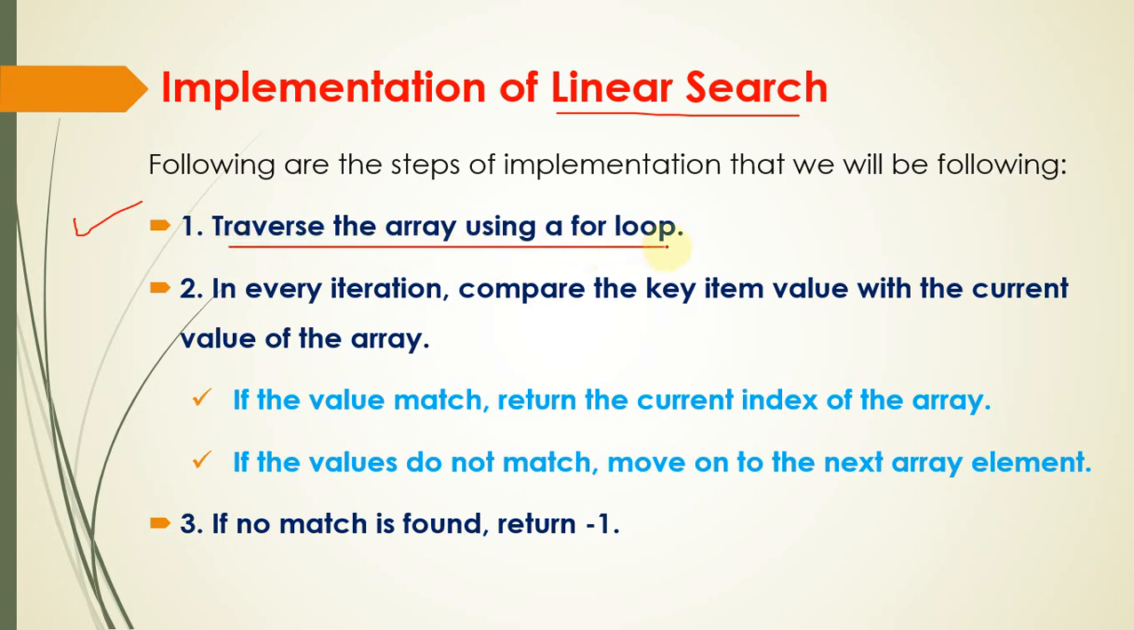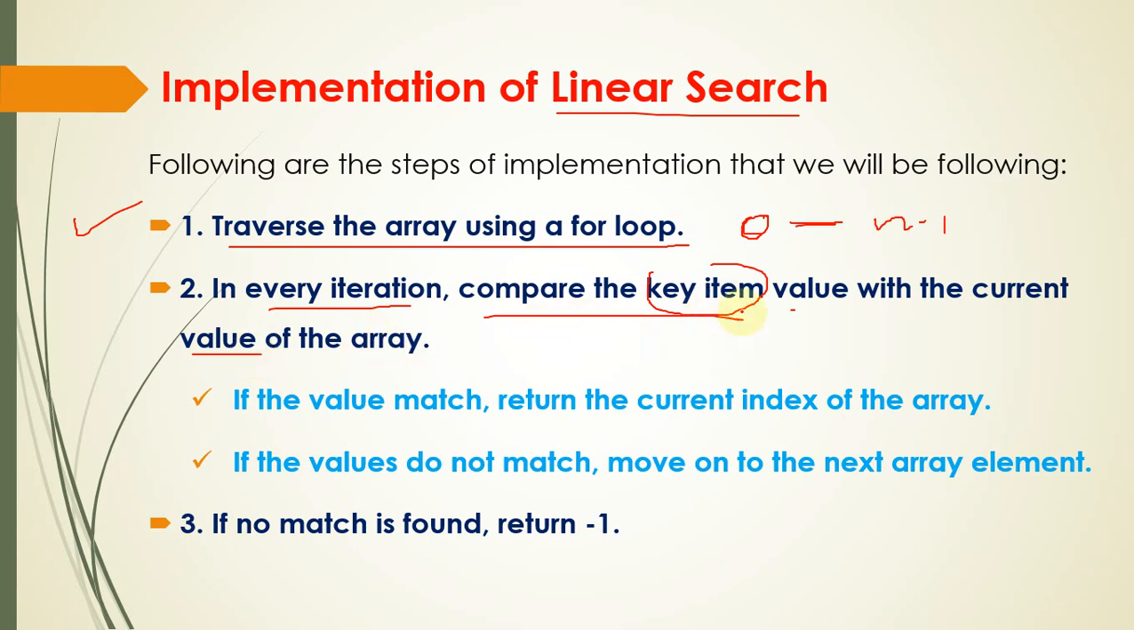Traverse the array using a for loop. Generally take a for loop because n array elements will be there. So 0 to n minus 1. Take a for loop and vary the variable i from 0 to n minus 1. In every iteration, meaning in every round, compare the key item value with the current value. Compare the key item with the first element, next round the second element, like that.